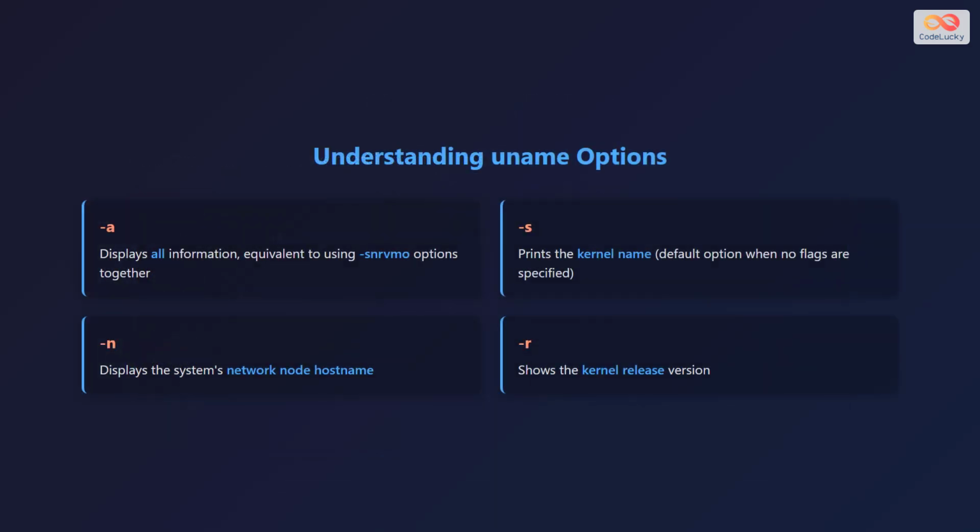Let's take a closer look at what each of these uname options does. The -a option displays all information. This is equivalent to using the -s, -n, -r, -v, -m, and -o options together. The -s option prints the kernel name, which is the default option when no flags are specified. The -n option displays the system's network node host name. Finally, the -r option shows the kernel release version.